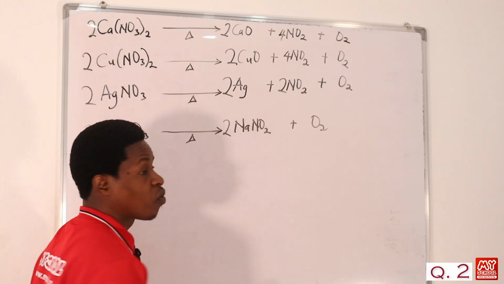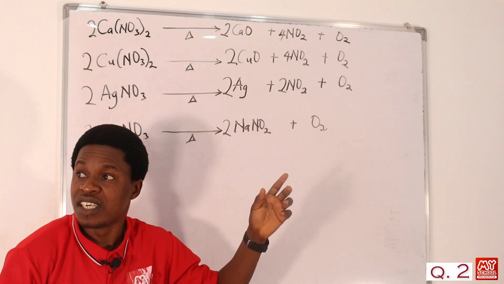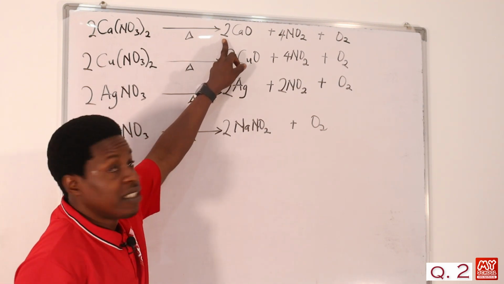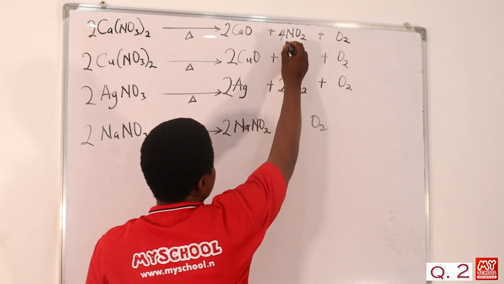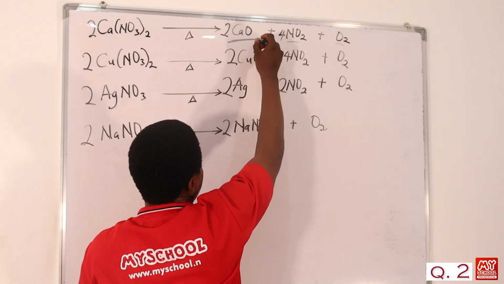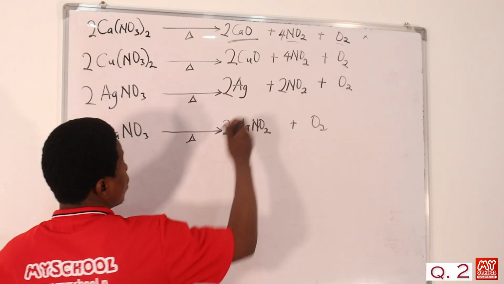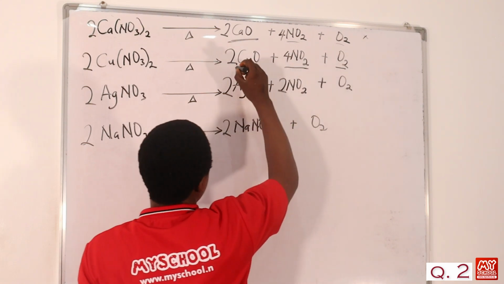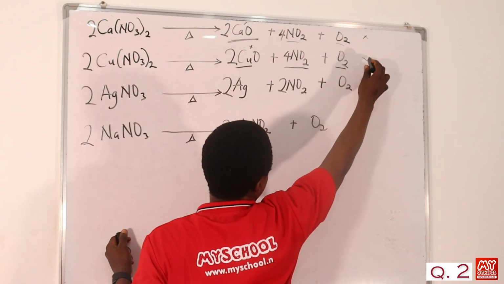We have this. So the question says, on heating, which of the following will decompose to the free metal? So if you look at option A, it says free metal, nitrogen oxide, and oxygen. There's nitrogen oxide here, there's oxygen here, but this is not a free metal. This is calcium oxide. So option A is eliminated. Option B, we have nitrogen oxide, we have sodium, we have oxygen, but this is not a free metal. Okay, so this also is eliminated.